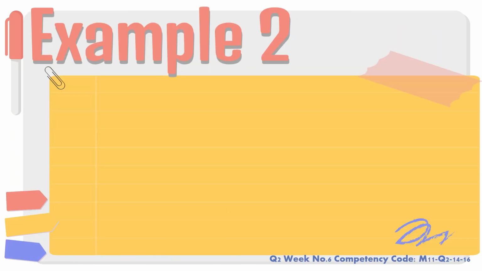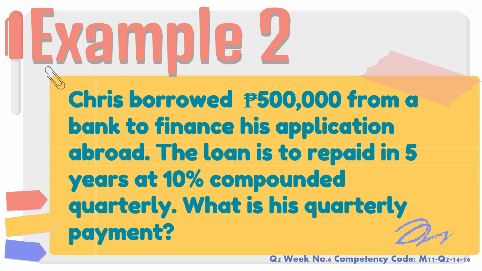For example number 2, Chris borrowed 500,000 pesos from a bank to finance his application abroad. The loan is to be repaid in 5 years at 10% compounded quarterly. What is his quarterly payment? On this example, we will solve the regular payment R.